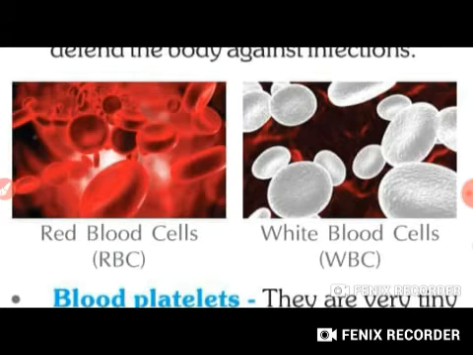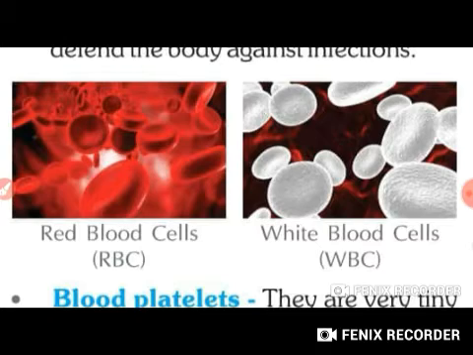Students, so blood is a liquid which has various cells such as RBC. Yes, what is the full form of RBC? The full form of RBC is red blood cells. Yes, what is RBC? RBC contains a red pigment called hemoglobin.